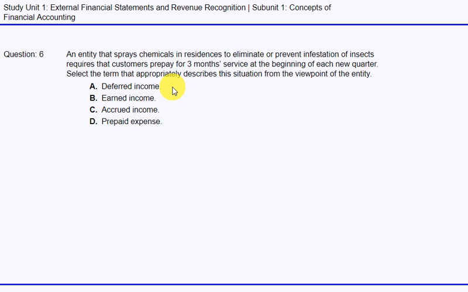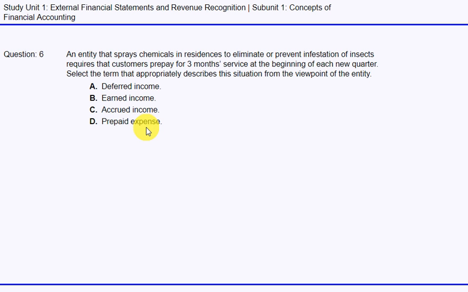Deferred income is an income that you have received but not earned. It is also called unearned income. Deferred income or unearned income are the same. Earned income, you have provided the services and you have earned the income. It doesn't mean you have received it. Accrued income means you have provided the services but you have not received the money. And the last is the prepaid expense.